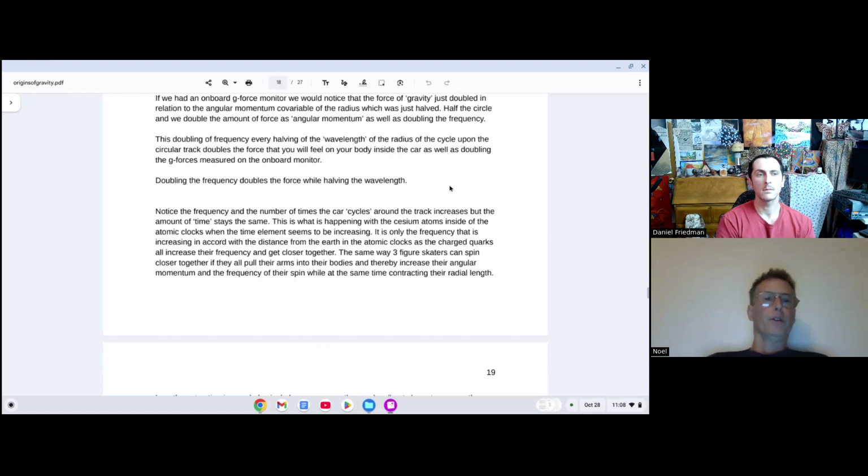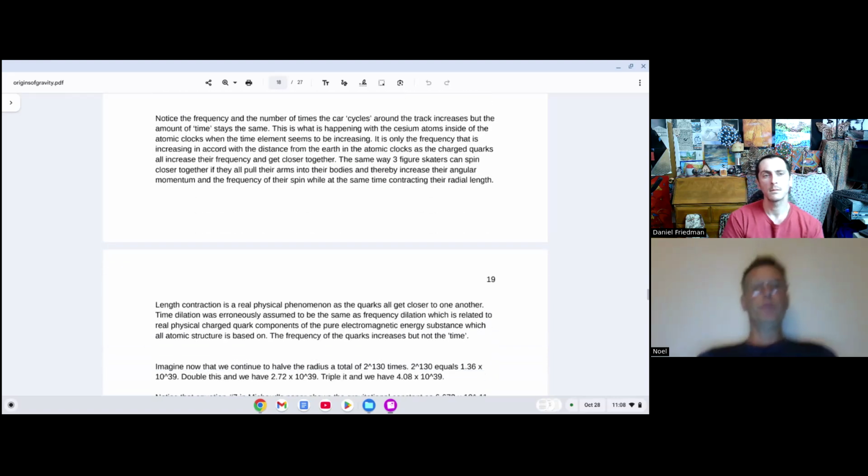So notice the frequency and the number of times the car cycles around the track increases, it doubles, but the time stays the same. So this is what's happening within the cesium atoms inside of the atomic clocks when the time element seems to be increasing. It's only the frequency that's increasing in accord with the distance from the Earth into the atomic clocks. As the distance increases, these charged quarks all increase their frequency and get closer.